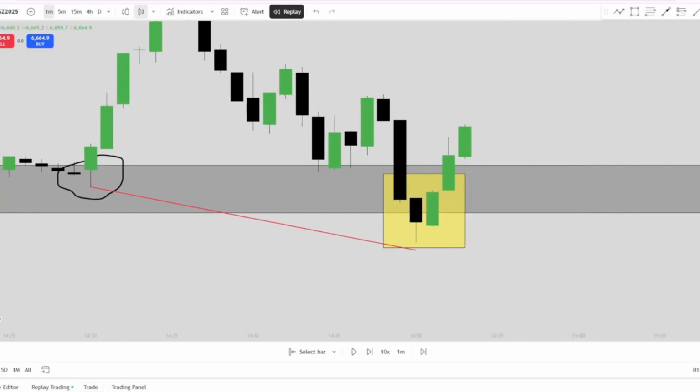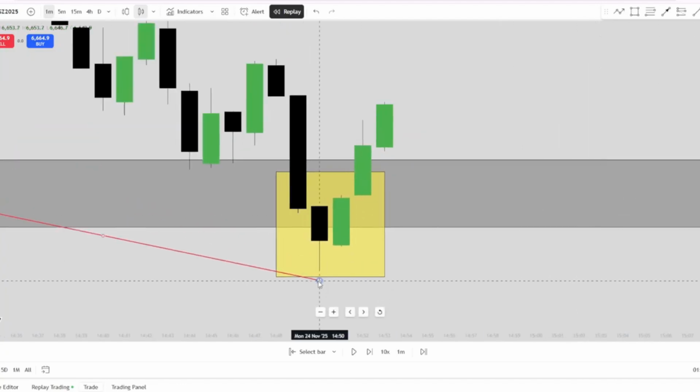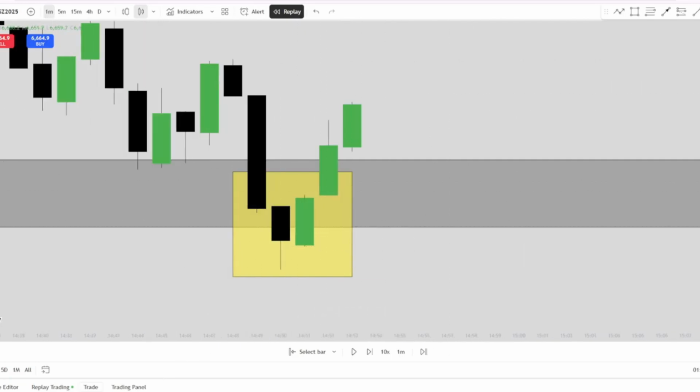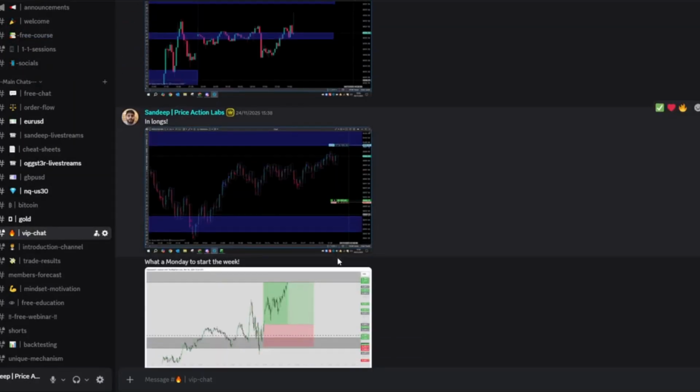Now, what makes an SMT divergence actually accurate? So what was going on specifically with these three candles, right? So 949, 950, and 951, 952. What was going on in this sort of 3 to 5 minute region? Right, let's bring that up.